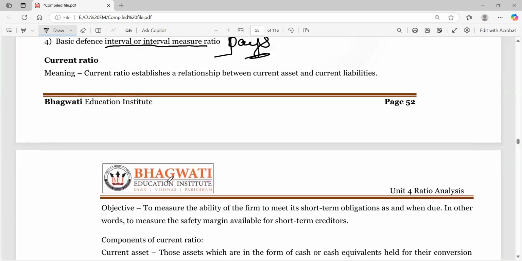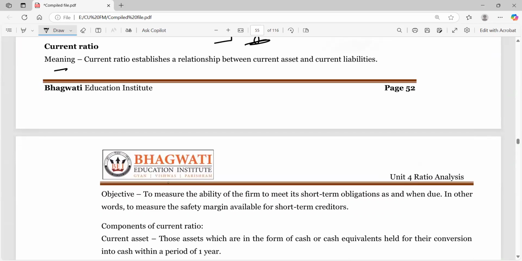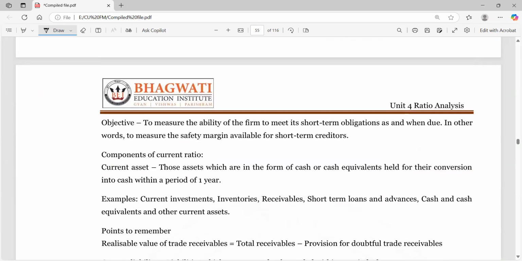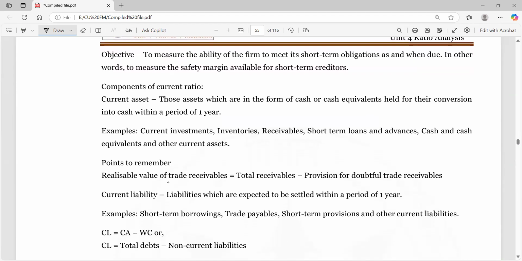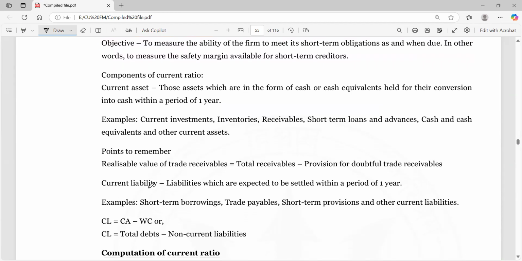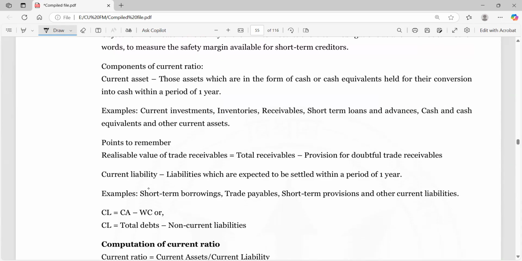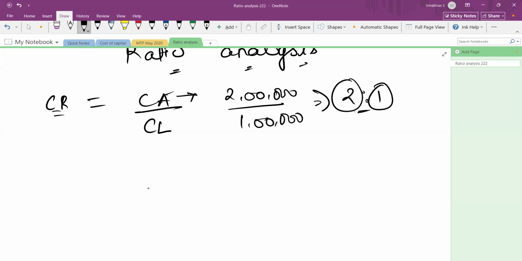And one more thing, listen, for every ratio, I have given meaning, objective, components, all these things. I'm not going to read it line by line, but after discussing and solving questions, while revising, if you just go through it, you will be able to understand it. I'll just go through some points to remember which are important from the exam perspective, because you all know what is included in current asset and current liability, right? So I don't need to explain it again and again.